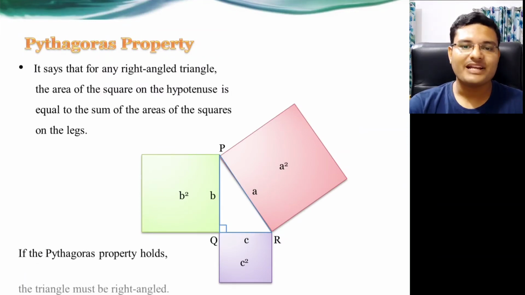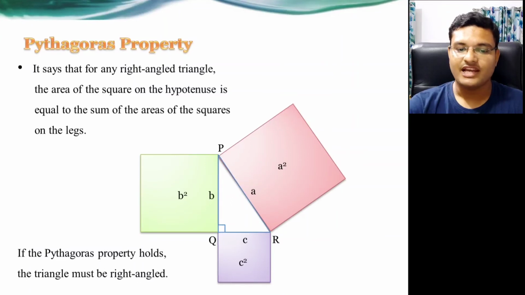Now the reverse of the Pythagoras property is also true. If the Pythagoras property holds, then the triangle must be a right angled triangle.